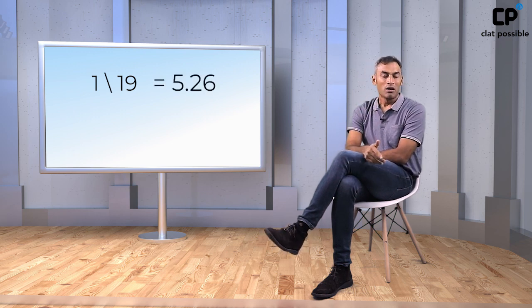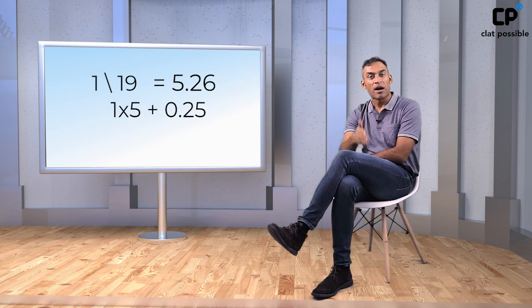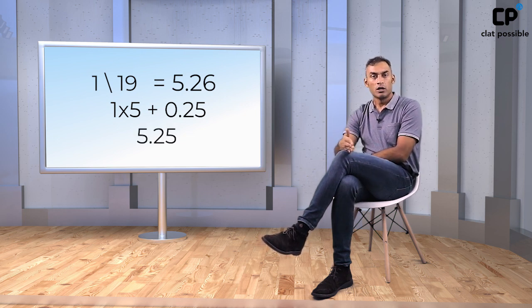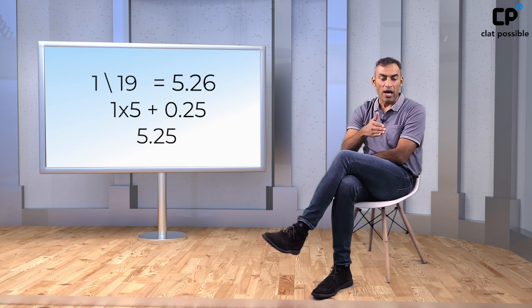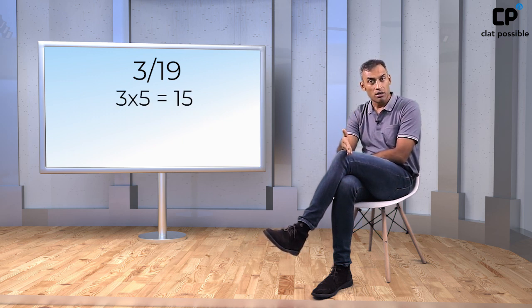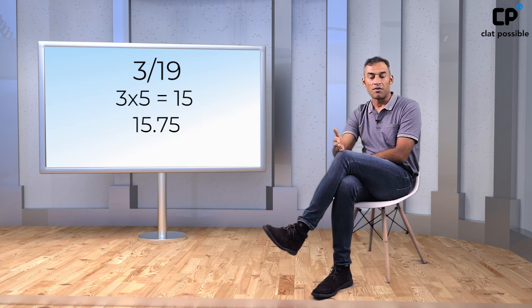Similarly, 1 upon 19 is 5.26, but just to remember, 5.25%. Now what we are doing in this is multiplying the numerator by 5, and then adding half of it with a decimal shift. So this will become 5.25, right? Similarly, if you have 3 upon 19, what we do is multiply the numerator by 5. So 3 into 5 is 15. Half of 15 is 7.5. We do 1 decimal shift and that becomes 0.75. Therefore, this number will become 15.75. Right? It's just easy to remember.